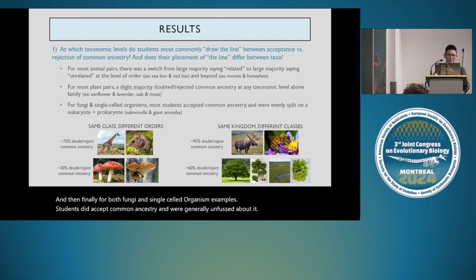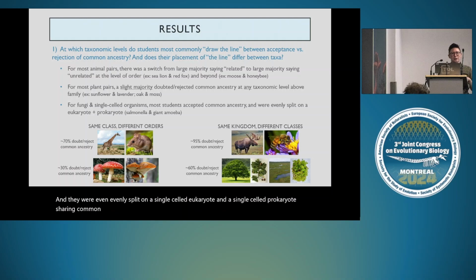And they were even evenly split on a single-celled eukaryote and a single-celled prokaryote sharing common ancestry, even when it was explained that one has a nucleus, the other does not.